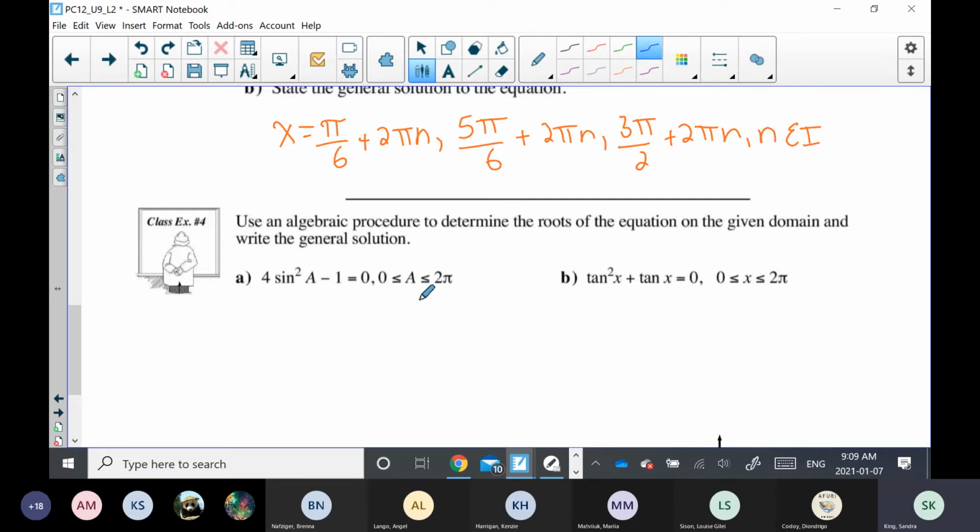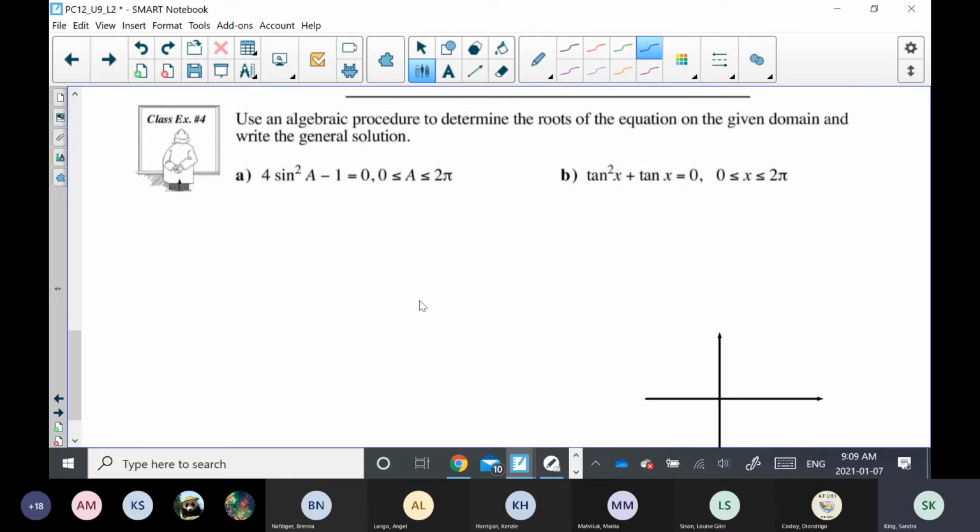Okay, class example 4. So we've got 2 class examples left. Use an algebraic procedure, so that means factor, to determine the roots of the equation on the given domain and write the general solution. All right, this one here, let's take out sine squared of a, and let's choose a variable for that. One thing, I don't like choosing the same variable that's in my initial equation. So I'm not going to choose the letter A. I'll choose the letter B.